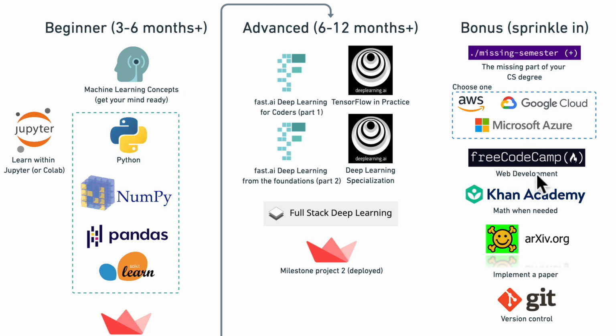Now, if you want to learn web development, freeCodeCamp's probably one of the best resources online. Khan Academy is great for math when needed. If you want to find state-of-the-art research, you probably want to visit arXiv. That's all the technical papers of computer science, physics, mathematics, and all that sort of stuff. And if you want to version control your code, which is where you save the code that you've been writing to multiple versions. So if you code on day 1, and it breaks on day 2, you can revert back to day 1.